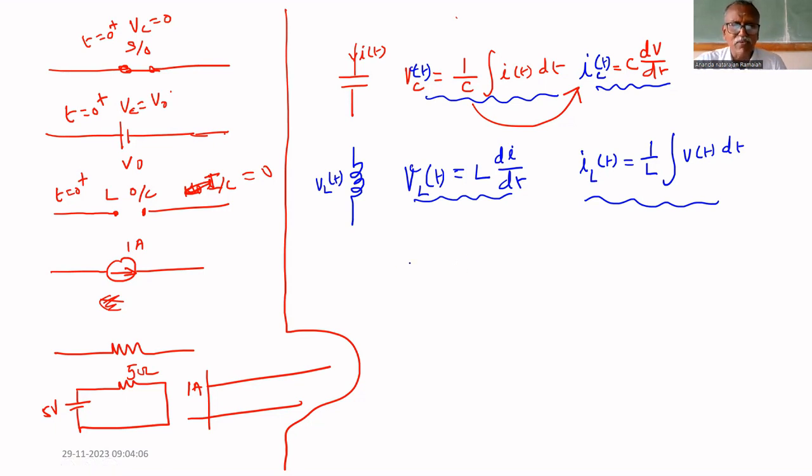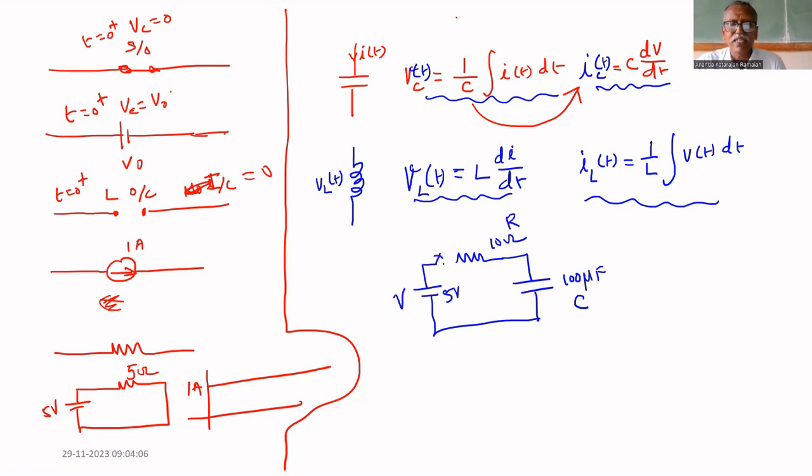I want to find the step response for this circuit. We can call it C, we can call it R, we can call it V. Switch is there. The switch is closed at t equal to 0.